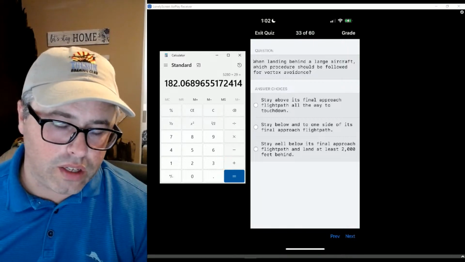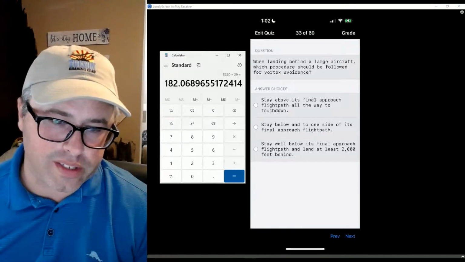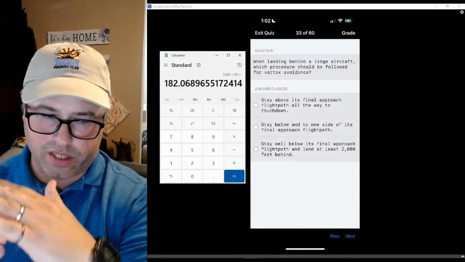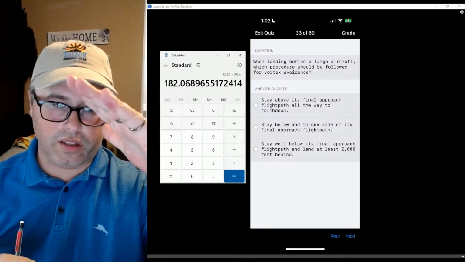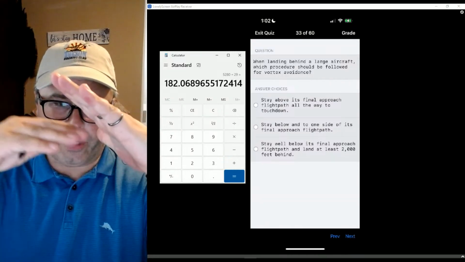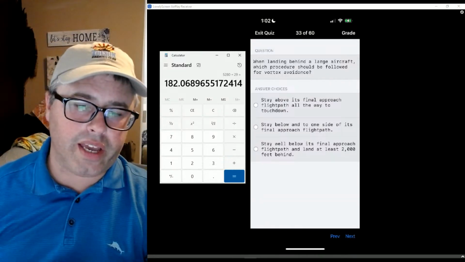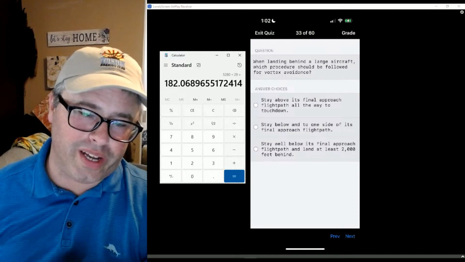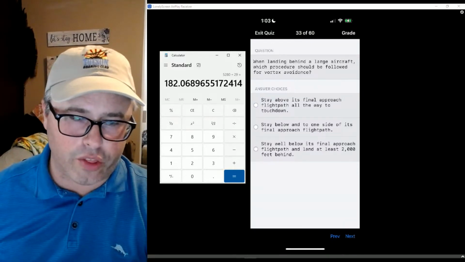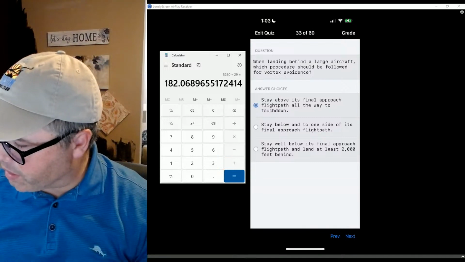Okay, yeah. Stay below and to one side. Oh, that sounds terrible, because the vortex is going to come downward, and you don't want to be flying underneath it. If you're trying to come in underneath it, you might run into it. That's bad. Okay, still well below it. Its final approach path. Okay, that's okay. The second one is bad, and the third one is worse. Okay, it's stay above it all the way to touchdown.